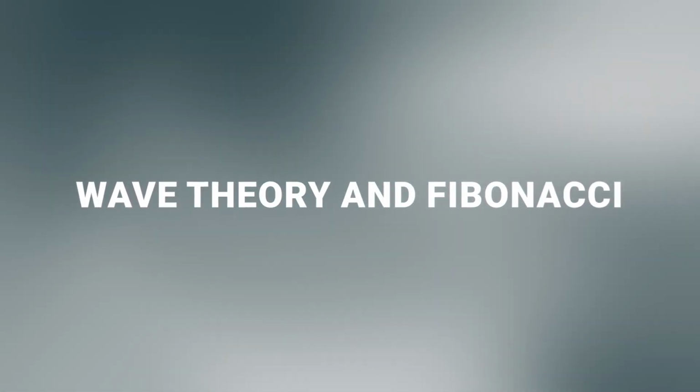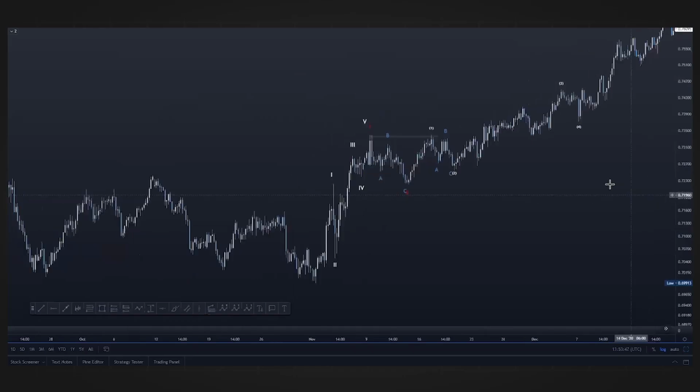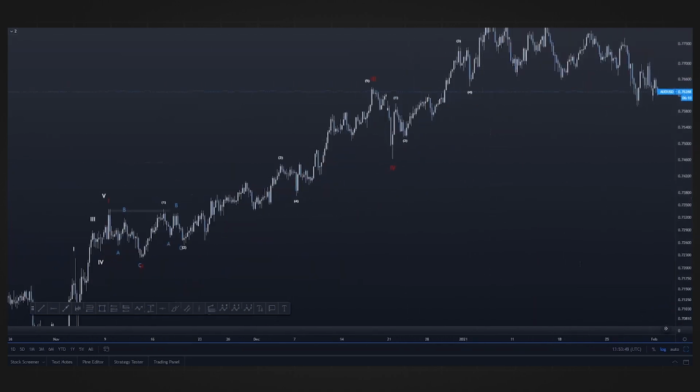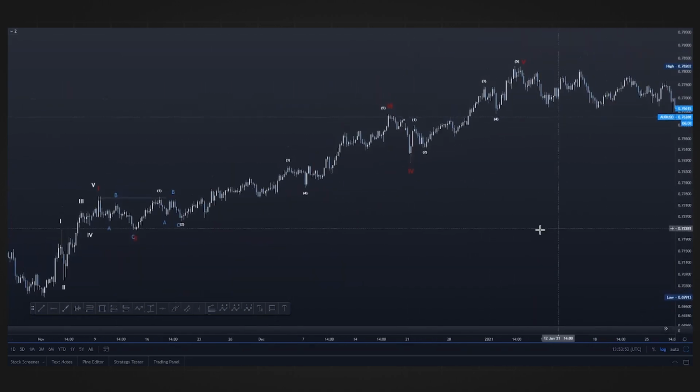Relationship of wave theory and Fibonacci. So if we go look at this example that I had drawn out, I want to talk about the Fibonacci because Fibonacci is very interesting. We can use Fibonacci to calculate both the future length of price movement.